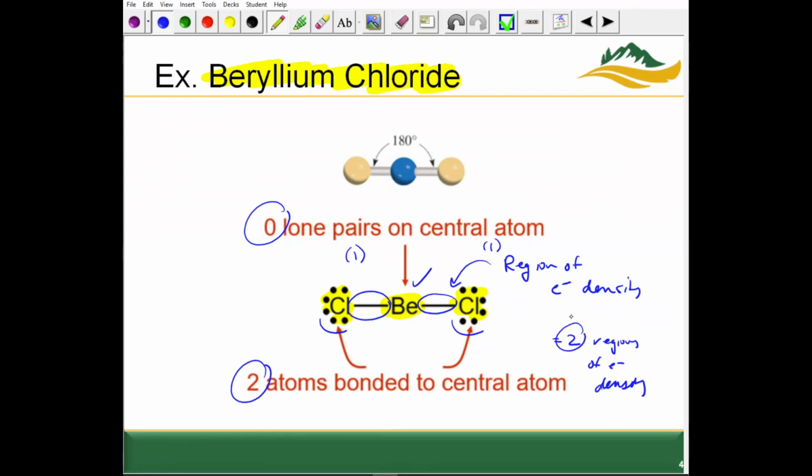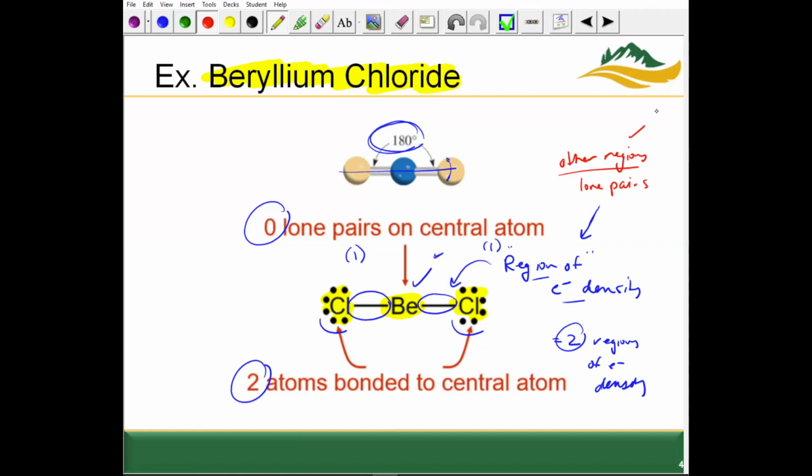With two regions of electron density, we have linear molecular geometry, and then those two bonds are exactly, or I should say approximately, 180 degrees apart from one another. There can be some fluctuations in the bond direction, but ultimately about 180 degrees separates these two bonds. And the reason I'm specifying here regions of electron density 1 and 1, both regions of electron density for this particular compound are bonds.